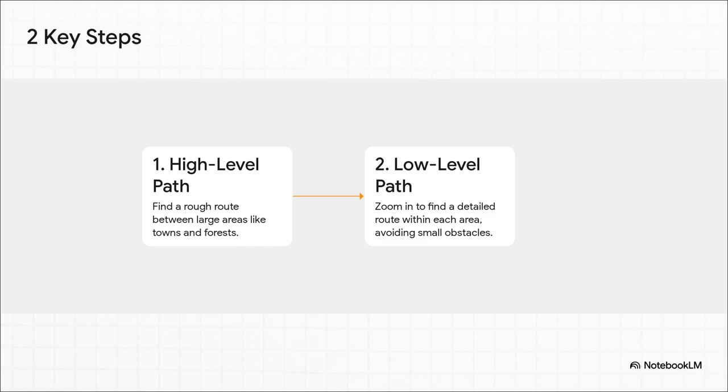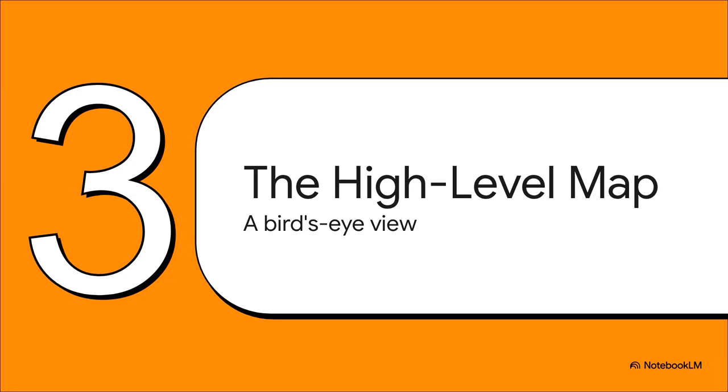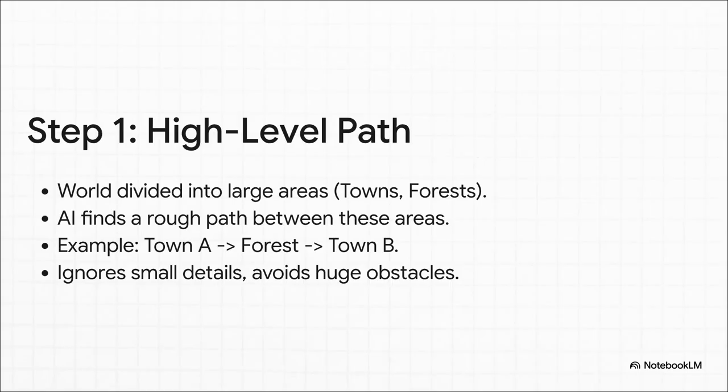So let's break down that first step. This first step is all about pulling way back and getting that bird's-eye view. We're totally ignoring all the little details for now and just focusing on the major regions and landmarks. So how does this actually play out? Well, the game world gets chopped up into these large, simplified areas. Towns, forests, deserts, that kind of thing. At this stage, the AI's only job is to plot a rough course connecting these big zones. So to get from town A to town B, it might just figure out, okay, I gotta go through the forest. What's key here is that it's only looking at massive obstacles, like a huge mountain range. It could not care less about an individual tree at this point.